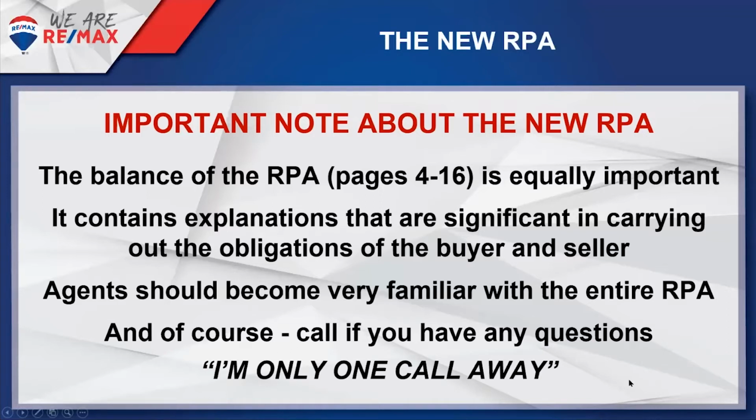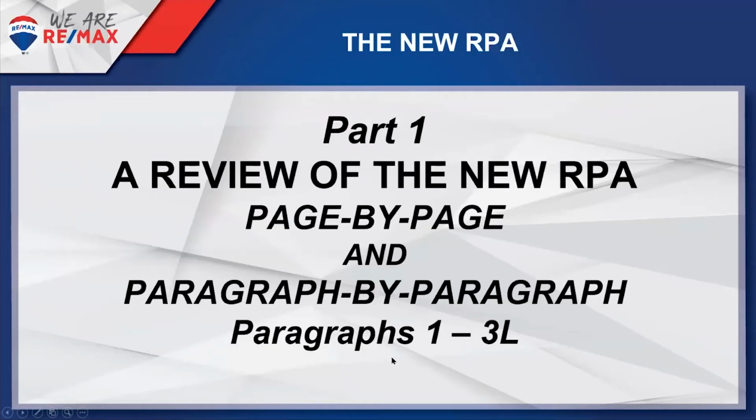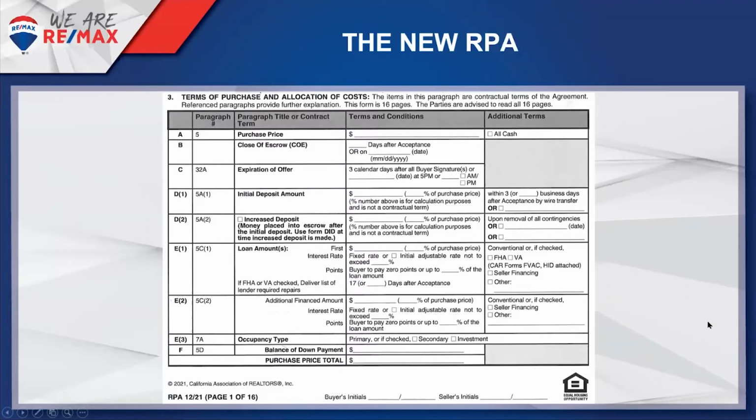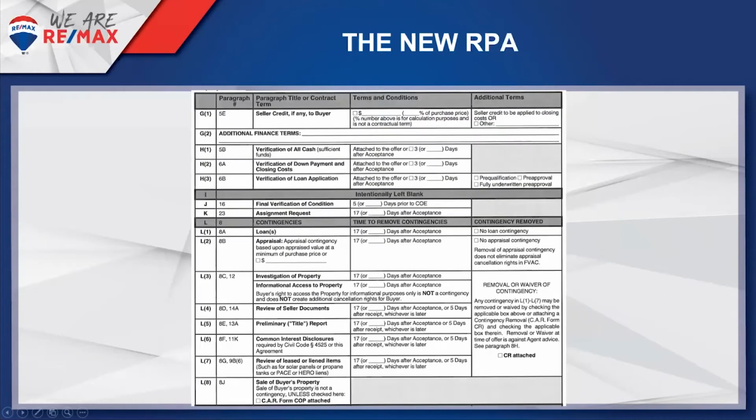All right. So part 1, we reviewed the RPA page by page, and we looked at just paragraphs 1 through 3L. So we didn't get too far into the RPA. We're going to get a lot further into it today. But the top of page 1, if you remember, has the information about the offer, about agency. We discussed the importance of being careful when you fill that out. And then it starts the grid. The bottom of page 1 begins the grid. So paragraph 3 is the grid, and then subparagraphs 3A, 3B, 3C. And we went through the grid all the way to 3L. So we got all the way through the contingencies.